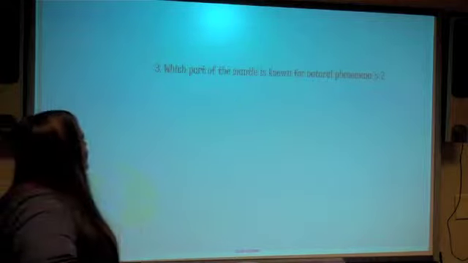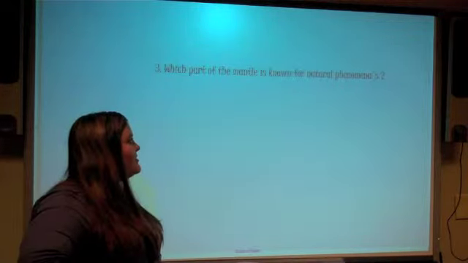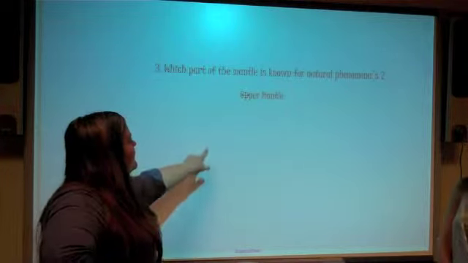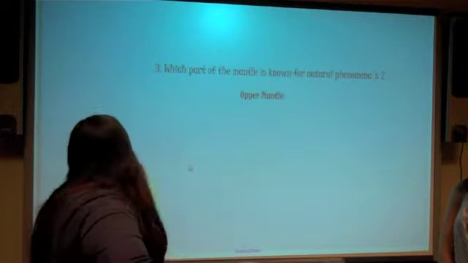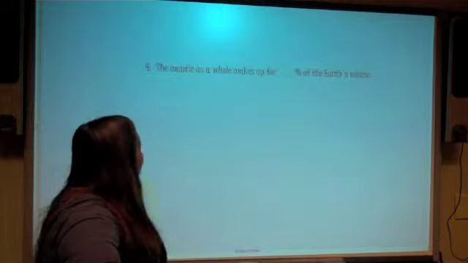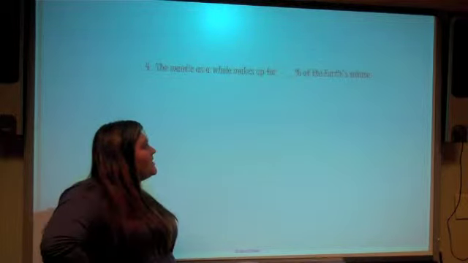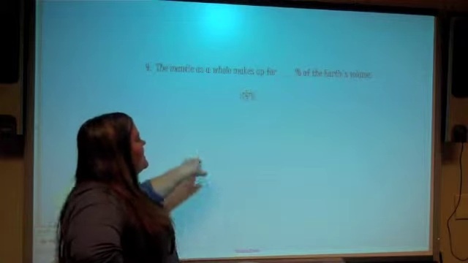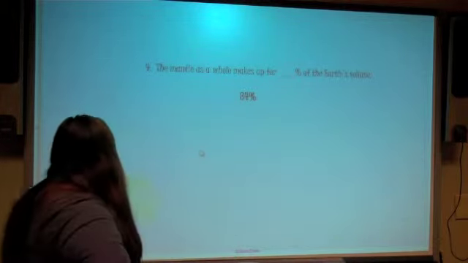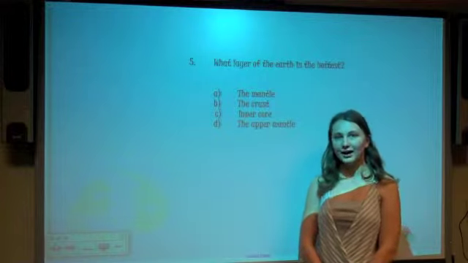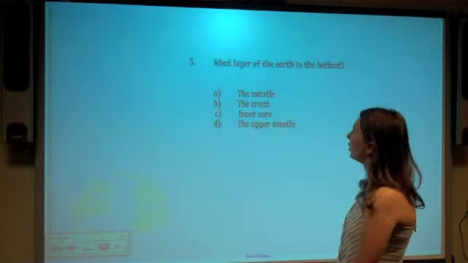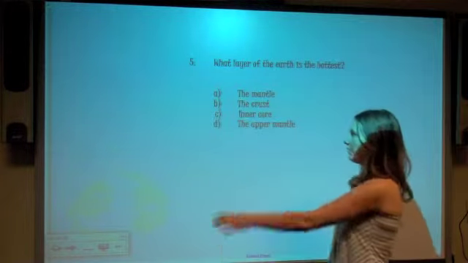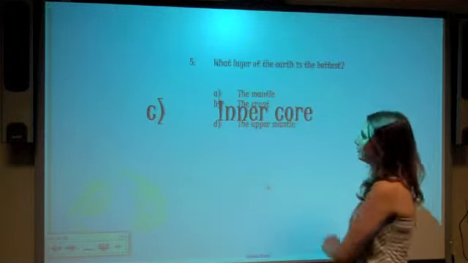Okay, and for our third question, which part of the mantle is known for our natural phenomena? The upper mantle. The mantle as a whole makes up how much percentage of the Earth's volume? And the answer is 84. All right, next question. What layer of the earth is the hottest? The answer to that would be the inner core.